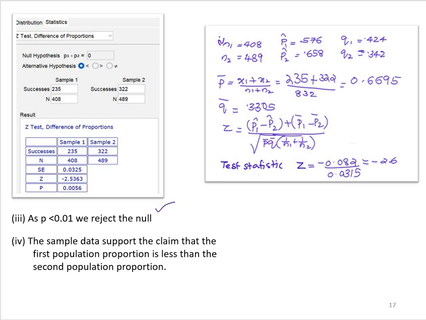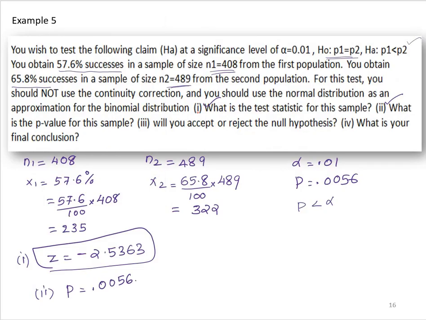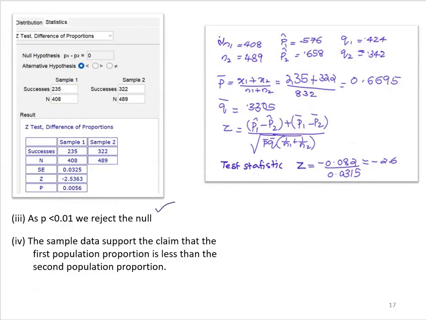What is the alternative hypothesis? The alternative hypothesis is H1. H1 is P1 less than P2. So we will go with that one. So we can make the conclusion like this: the sample data support the claim that the first population proportion is less than the second population proportion.